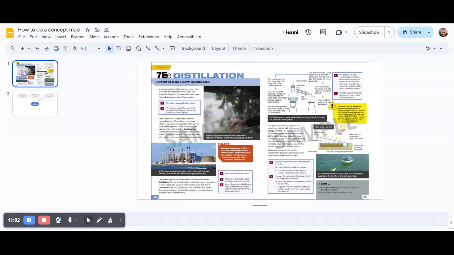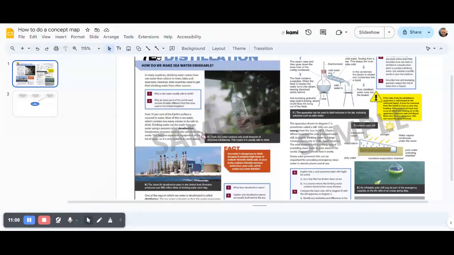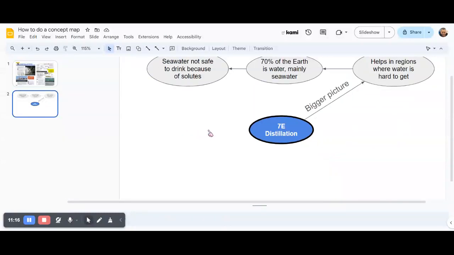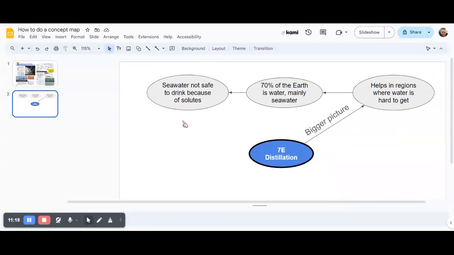Okay. Right. So now we go back to the actual text itself. So we're going to look at that. Drinking. So we've dealt with this one. Drinking water can be made from seawater using a process called desalination. Okay. So now we go back to this part over here, and here, what I'd like to do is I'd like to think, right, okay, made safe by.